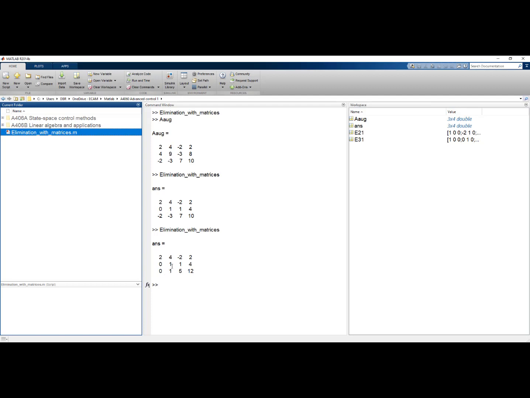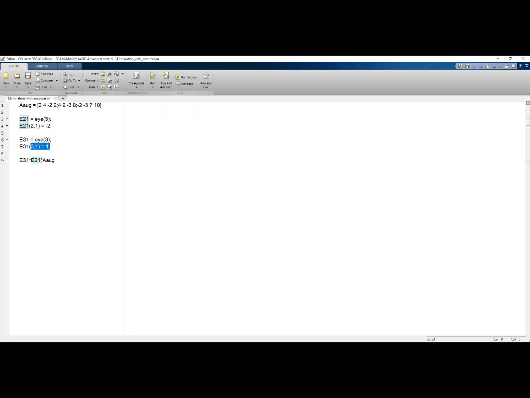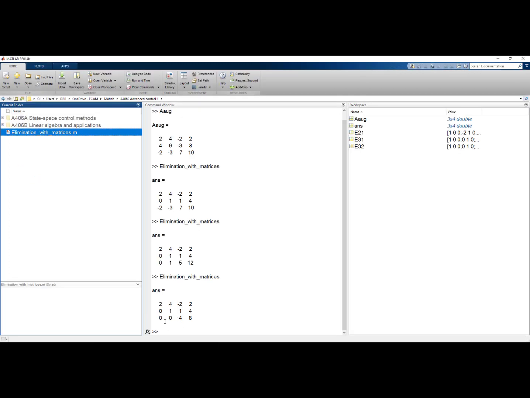So the next pivot is 1. We want to produce a 0 in element 3,2. So 1 divided by 1, the multiplier is 1. So elimination matrix 3,2. We take minus the multiplier, so we have -1 here, and we have E32. We pre-multiply and let's have a look. And indeed we have produced a 0 in element 3,2.